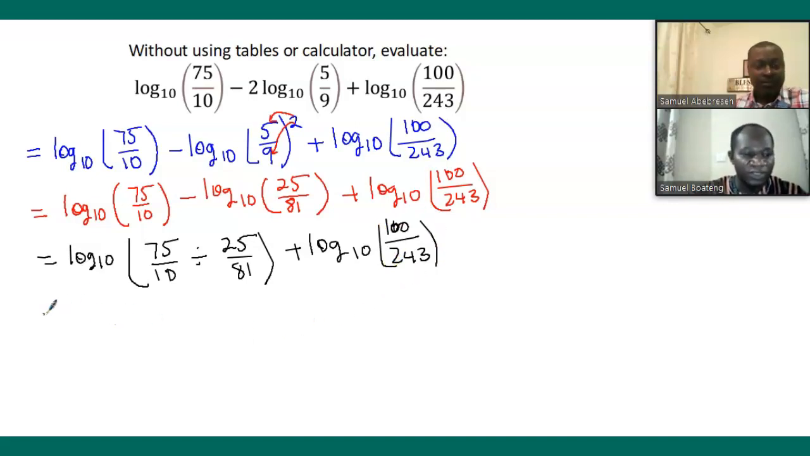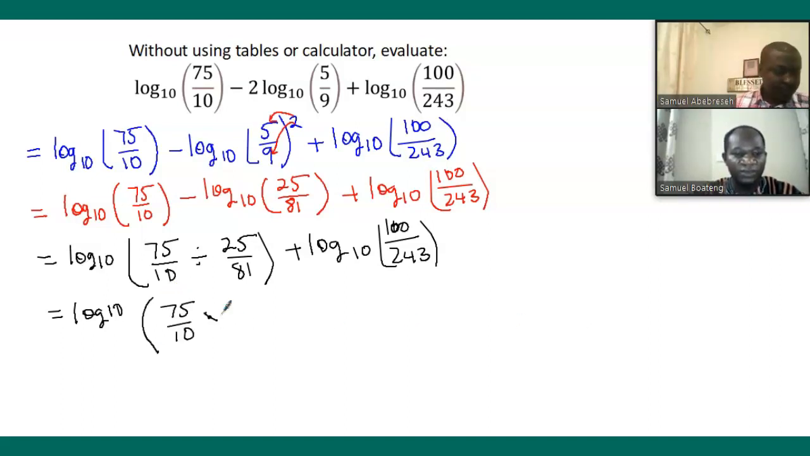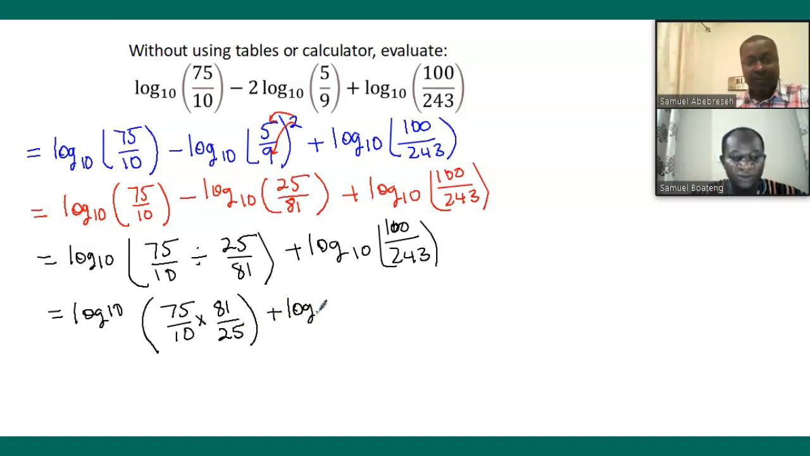Okay, so the next step: log to the base 10, bracket open, 75 on 10, times, you interchange it as 25, plus log to the base 10, 243. So let's come to the bracket here.